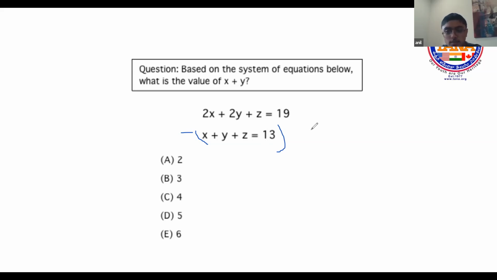Pavi, so as I said before, on the SAT, there are written response questions. I think 5 of them with calc and then 4 or 5 without calc. ACT does not have any written responses.